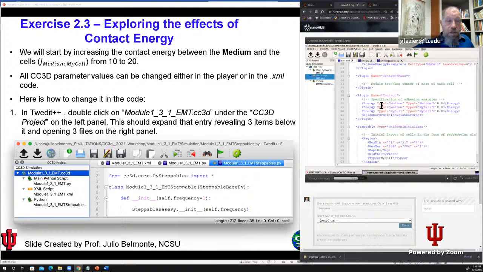Okay, can everybody see the code now? So I'd like you to follow along here. Again, did everybody have the code running?